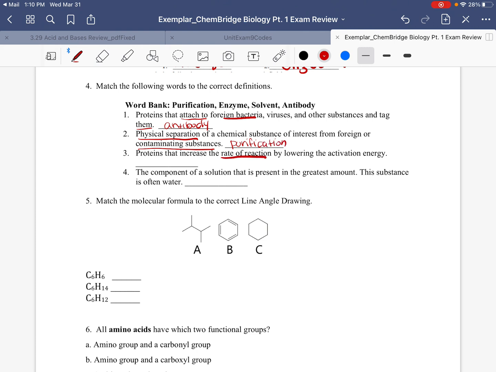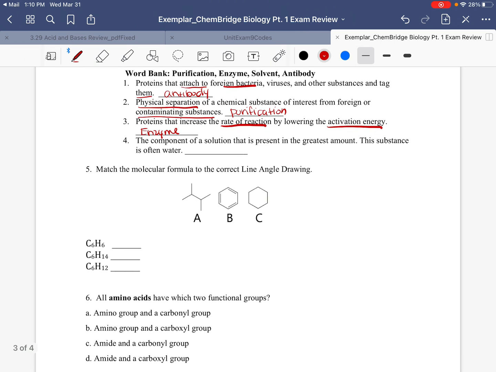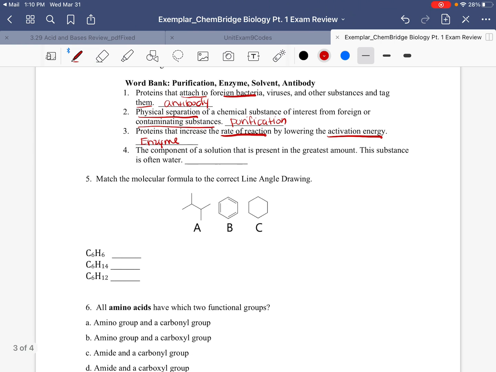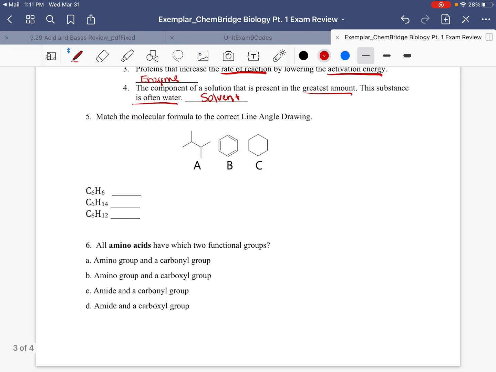Proteins that increase the rate of reaction by lowering the activation energy. This is something we've probably seen in some of our past biology classes or anything like that. So that is an enzyme. And lastly, it is present in the greatest amount, and it is often water. Our universal solvent is water. We should know that from our solubility lessons.